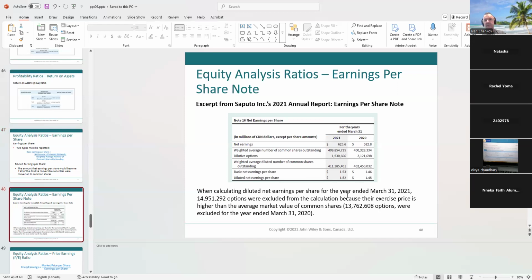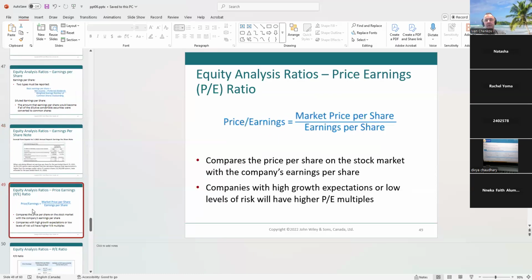This company, as you can see, the basic earnings per share is higher, 1.6, and the diluted is lower, 1.5. Here, the same thing in 2021, 1.53 versus 1.52. Remember, diluted earnings per share is always lower than the earnings per share, but the diluted earnings per share is a hypothetical number. The more stable number is earnings per share.